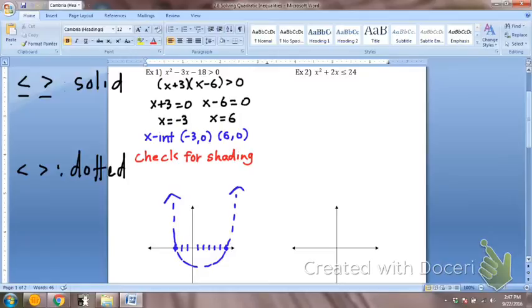What's a point that might be easy to check? 0, 0. Okay, so we're going to check to see if 0 works in my inequality. We're checking this point 0. Where do we plug 0 in at? For x at the top. Okay, so I have 0 squared. I'm looking at the inequality at the top. Then it says minus 3 times 0 minus 18 greater than 0. This is what I'm checking to see if it makes sense.